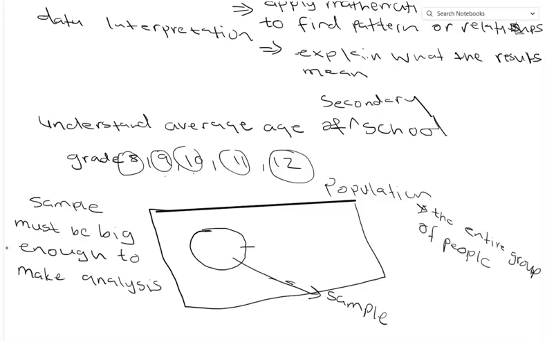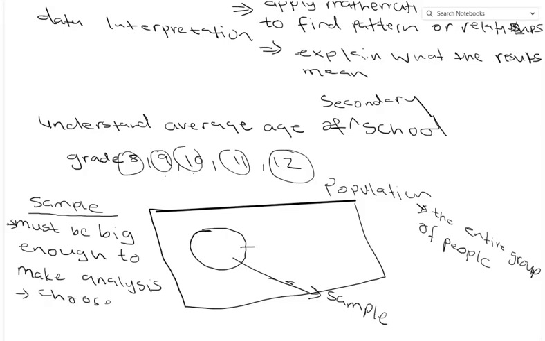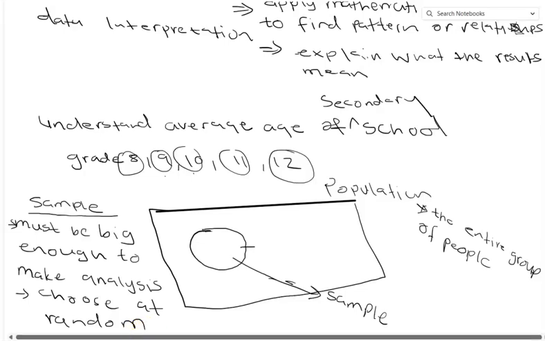A sample must be big enough to make analysis, right? And it is very important to understand with sampling is that we choose at random. Okay. So this is for analysis of an average age of a school learner, right? Of a secondary school learner. So I want you to understand something bigger.